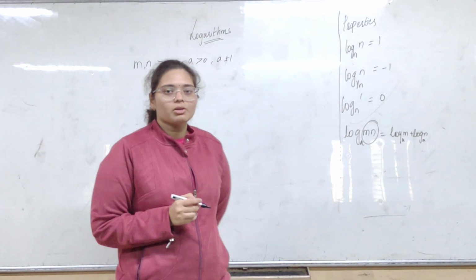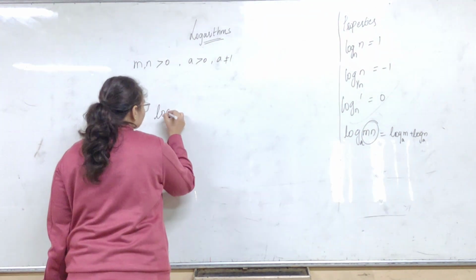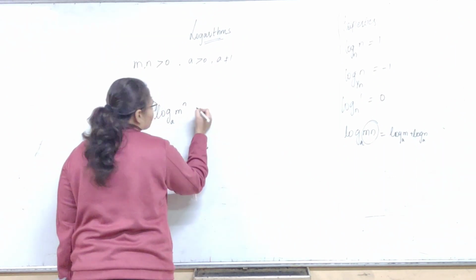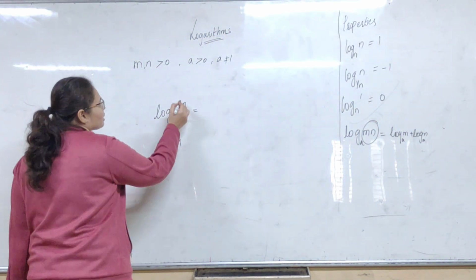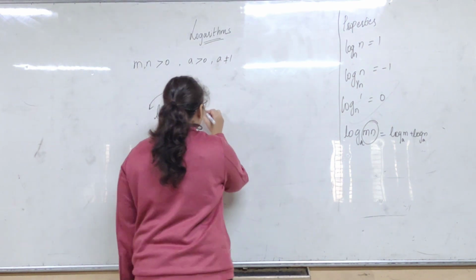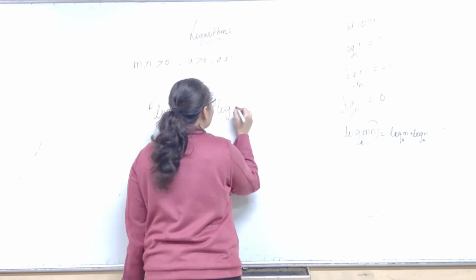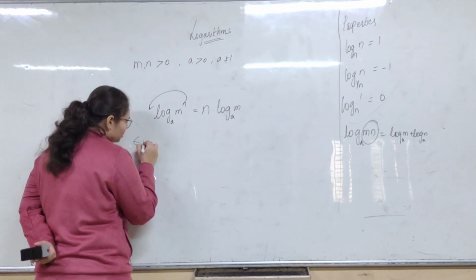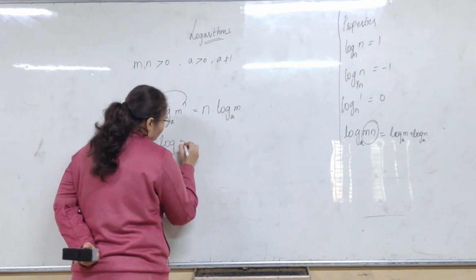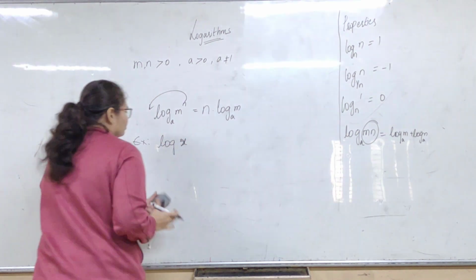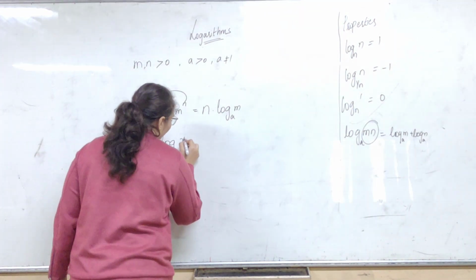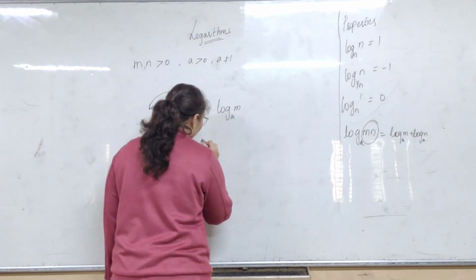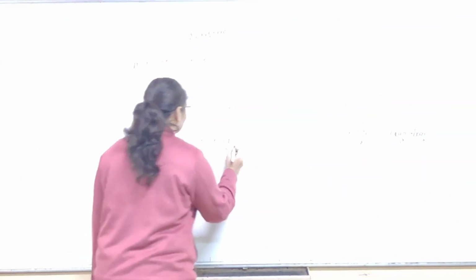Now let's go to the next property, that is log m to the power n to the base a. In this, n will be coming to the front, n into log m to the base a. Let's take an example. Log x power 5 to the base a. So that will be 5 log x to the base a.